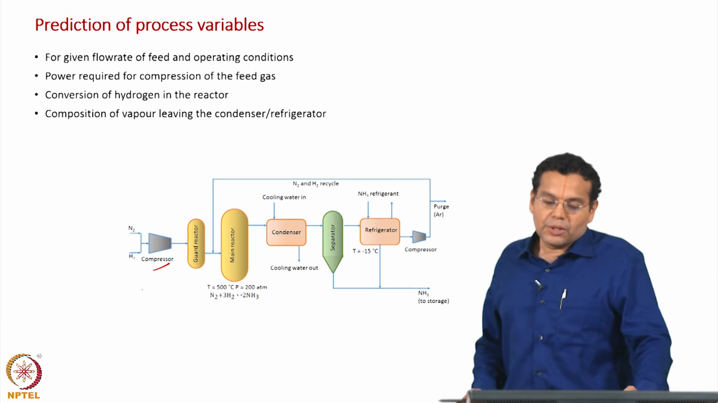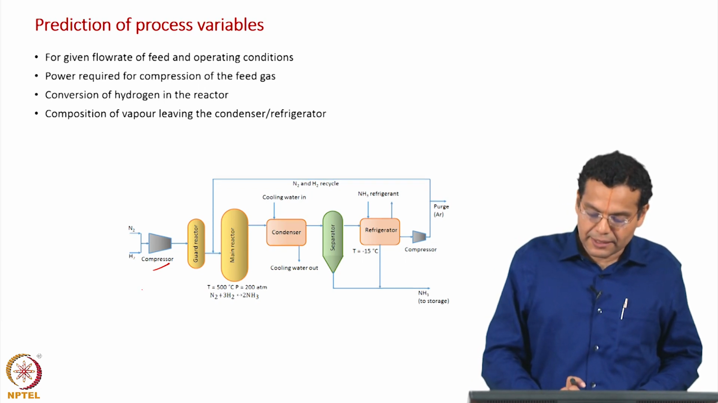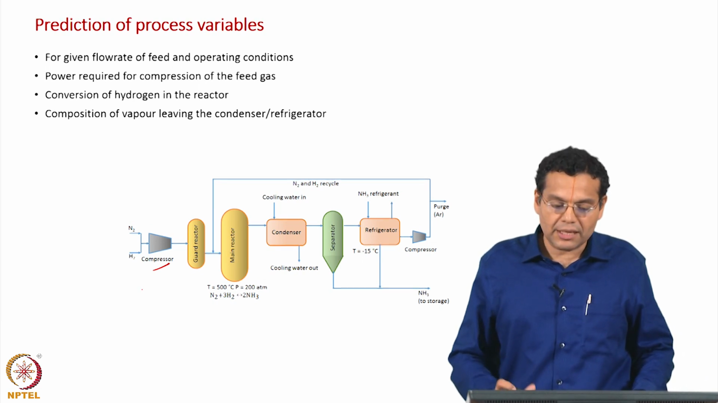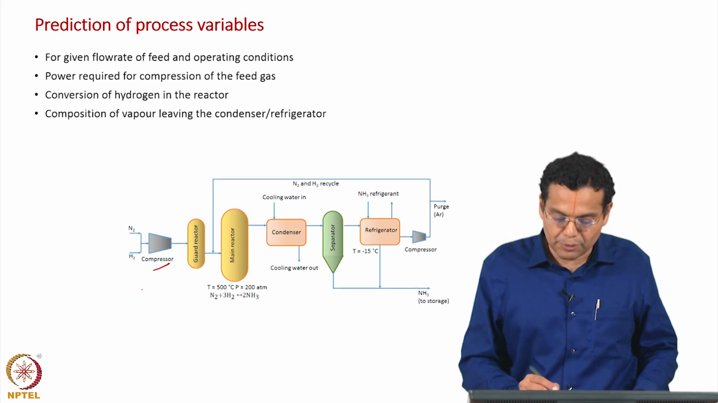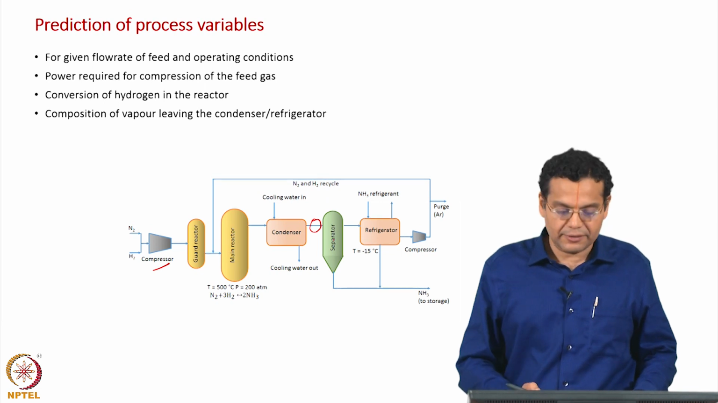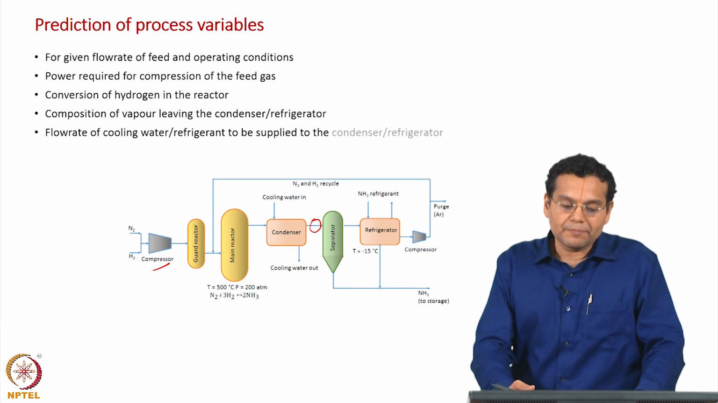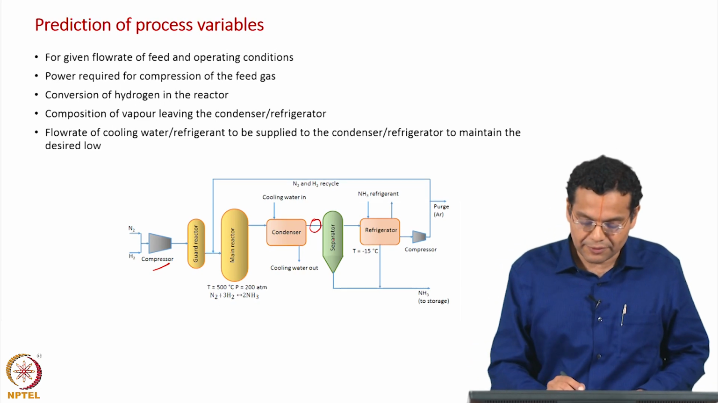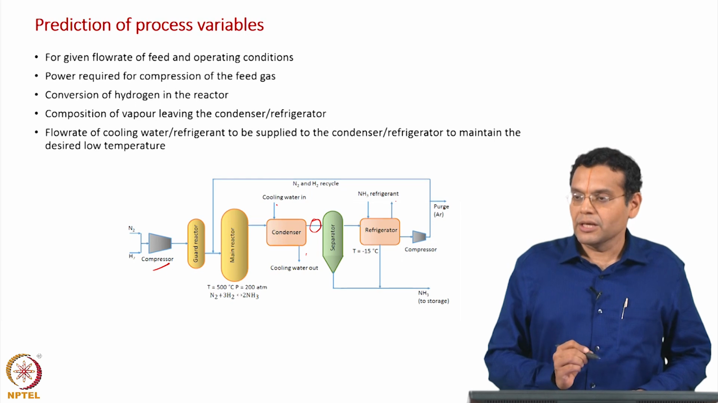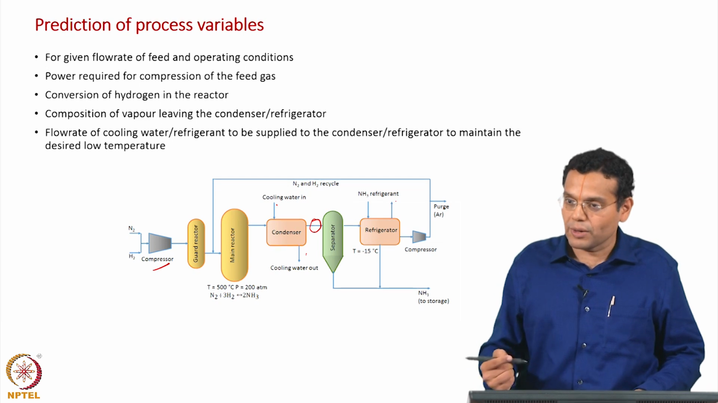And we have separation of ammonia from the unreacted reactants. Some separation takes place in the condenser, some separation takes place in the refrigerator. We also would like to find out what is the composition of the stream leaving the condenser and leaving the refrigerator. And of course, finally, we also require the flow rate of cooling water. We have cooling water here, entering and leaving. We also send in ammonia refrigerant here. So, we would like to find out what is the flow rate of cooling water and what is the flow rate of refrigerant required in these two units.